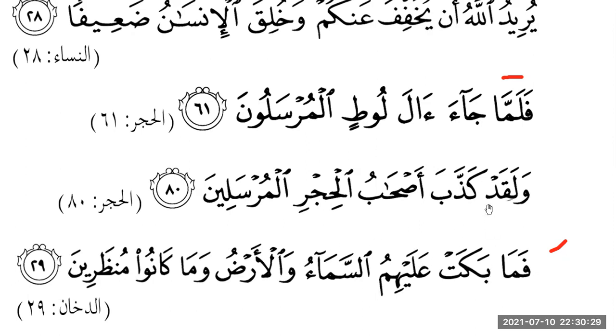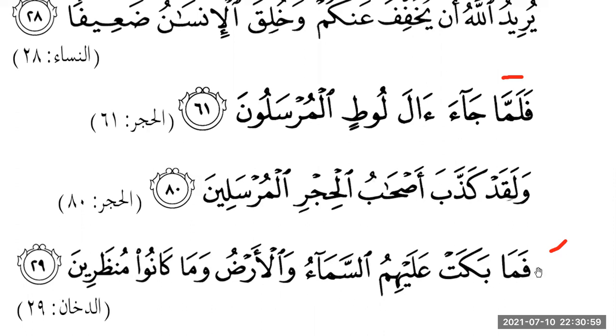Like kazaba here, ashabu is singular, but ashabu actually is plural because it's a group of people, the companions of the caves. But kazaba is singular. If it's plural, it's kazabu, with waw alif there. So that's allowable. That's allowed.